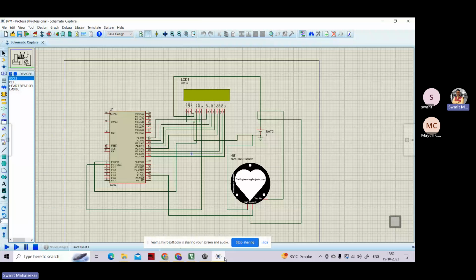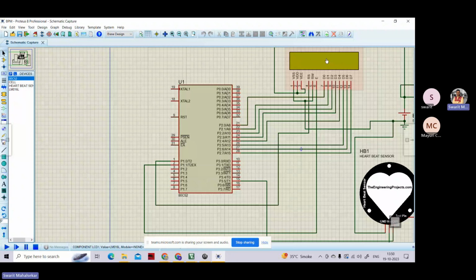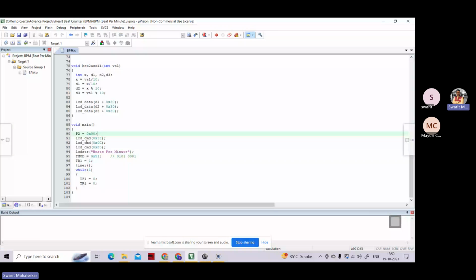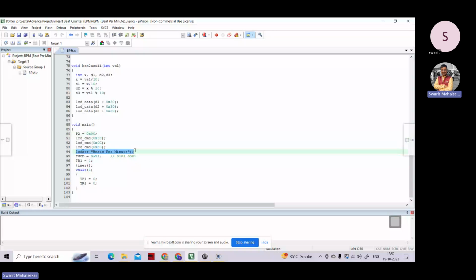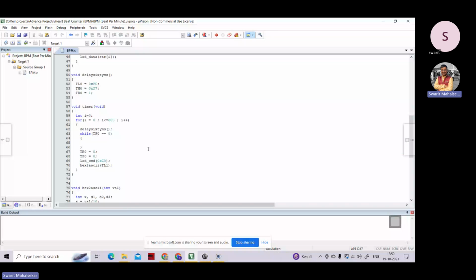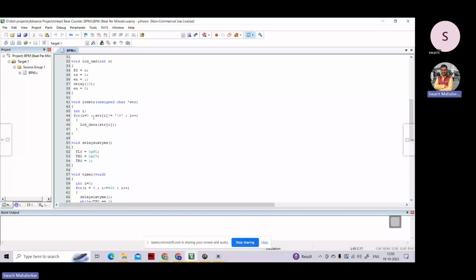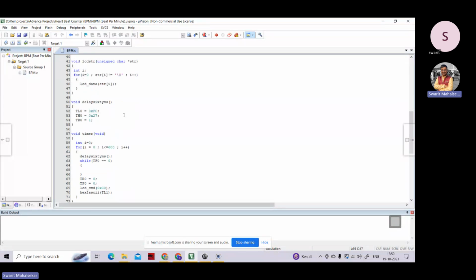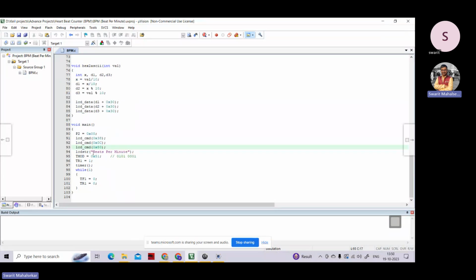At port 2, I'm connecting the output, that is the LCD, and here I'm giving the same commands to my LCD. After that, I need to display this particular string, that is beats per minute, and it will go into that loop and monitor the position of each character, that is b is present at 0th position, then 1, 2, and so on, and then it will display the entire string.